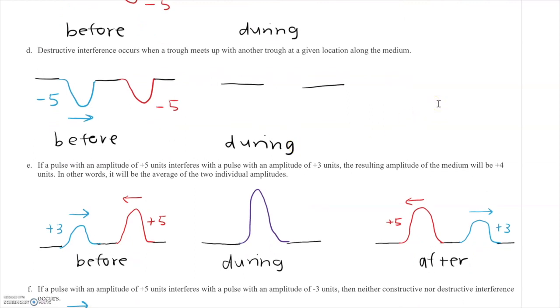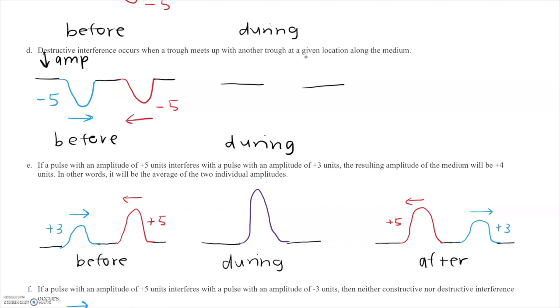D, destructive interference occurs when a trough meets up with another trough at a given location along the medium. Let's see if this is true. Again, remember, destructive interference means that there is a decrease in the final amplitude. And so let's see if the magnitude of the amplitude is actually getting smaller as a result of this interference. So I've drawn two waves or wave pulses with amplitudes of -5. So the blue wave is moving to the right and the red wave is moving to the left.